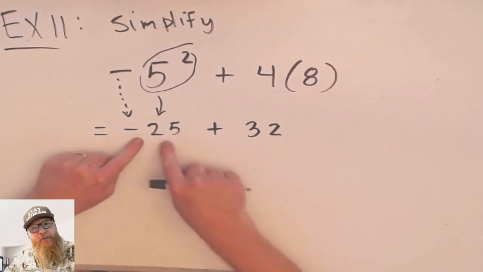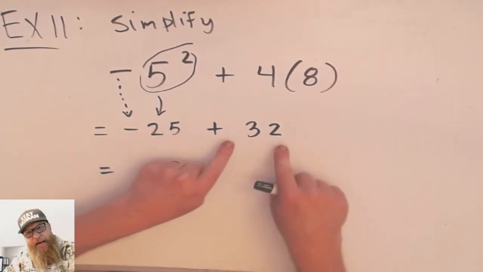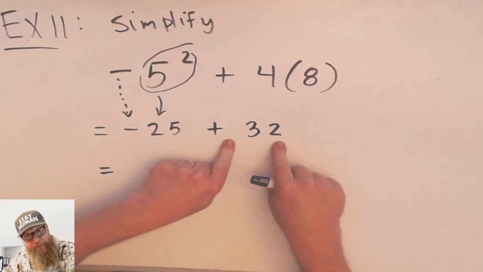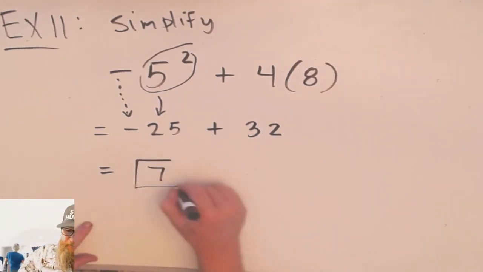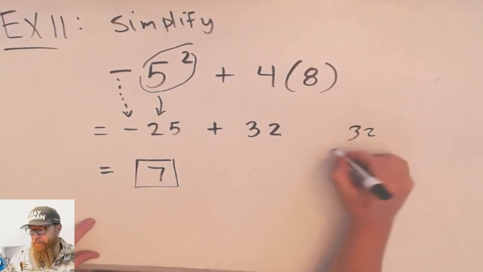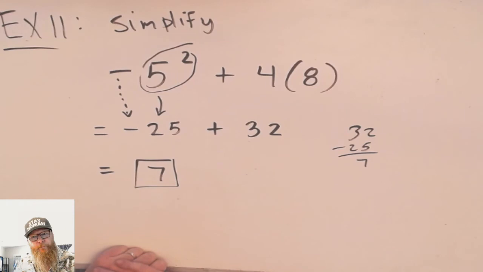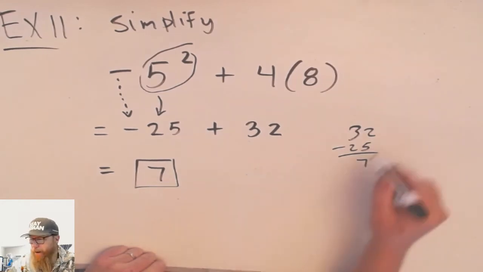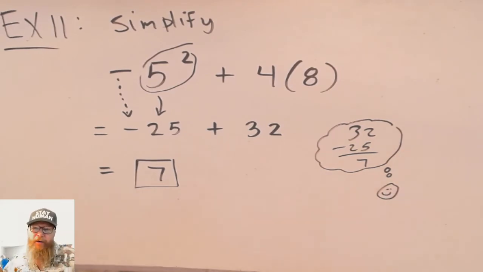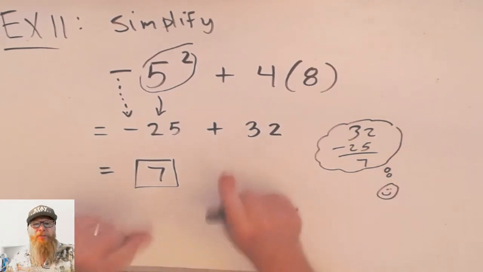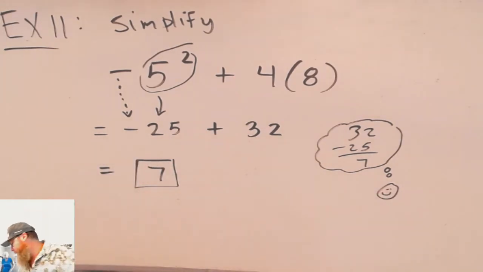All right, -25 and 32. Subtract and make the answer positive. Yeah, so what are you going to get? 7. Yeah, 32 minus 25 is 7. You probably didn't need to write that down. You probably already knew it was 7. Make sure it's positive 7 because the 32 has a larger absolute value.